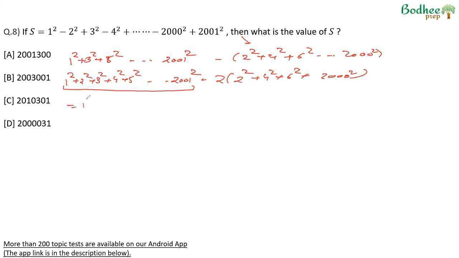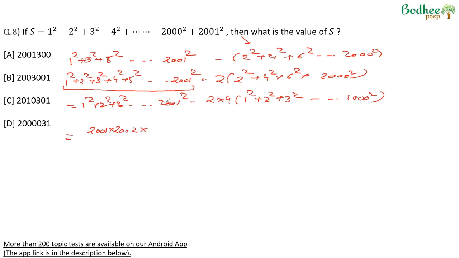So this becomes 1 square plus 2 square plus 3 square up till 2001 square minus 2 into 4 into this will be 1 square, 2 square, 3 square and so on up till 1000 square. Now both these terms are of the form where we have sum of the first n natural number squares. This will be n into n plus 1 into 2n plus 1, with n as 2001, 2n plus 1 is 4002 plus 1, 4003, upon 6 minus 8 into n plus 1 into 2n plus 1 by 6.